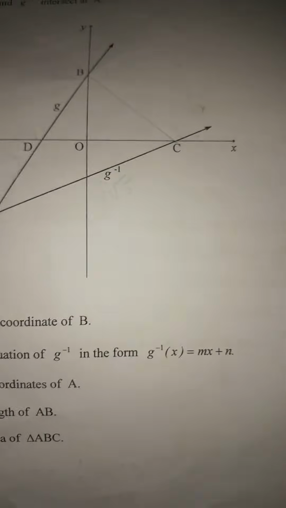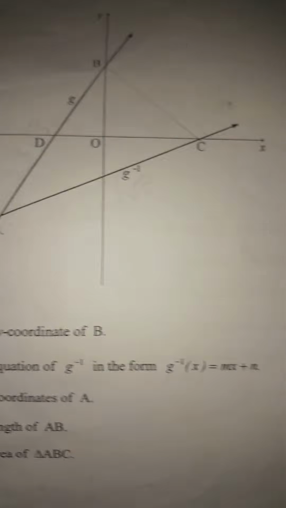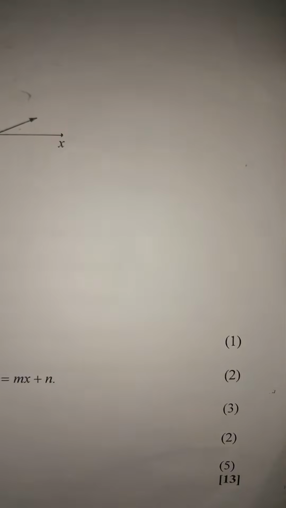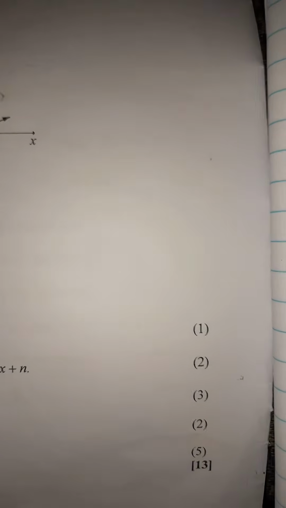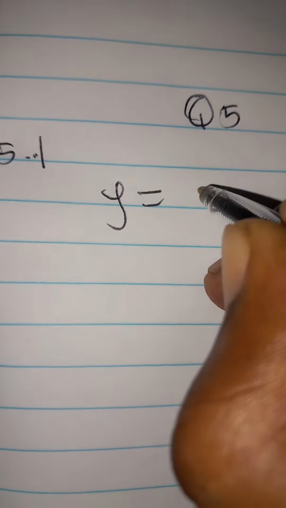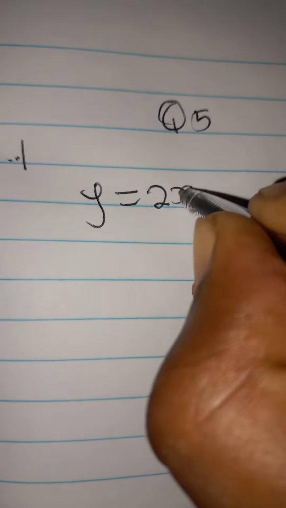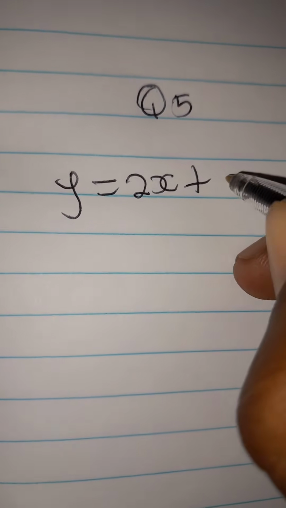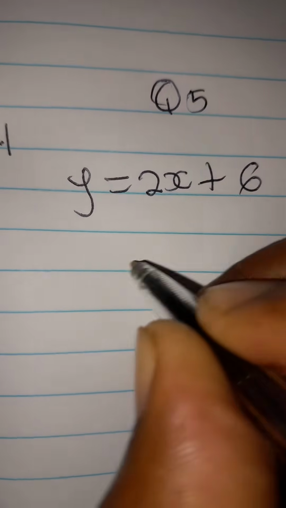So the first question requires us to write down the y-coordinate of B, which is 1 mark. So let's put that into practice. This will be question 5.1. They want us to write the y-coordinate of B on the given graph, which is y equals 2x plus 6.